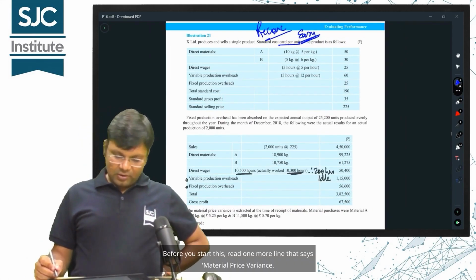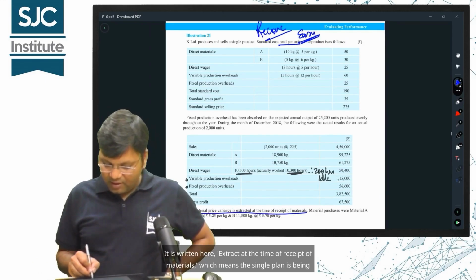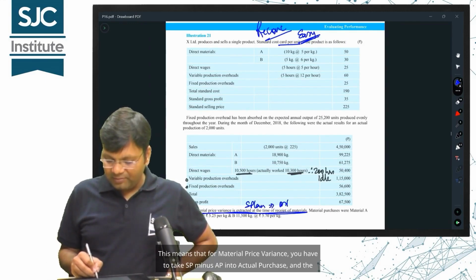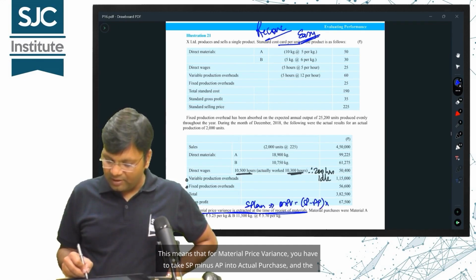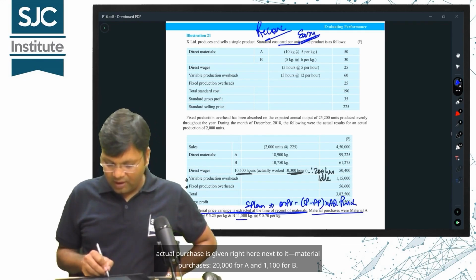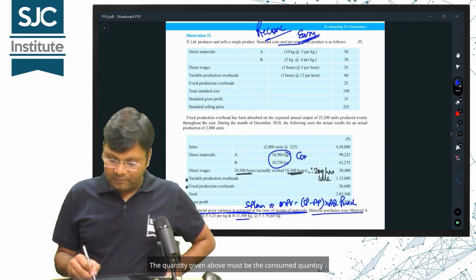Before you start this, read one more line that says material price variance. It is written here, extracted at the time of receipt of materials, which means the single plan is being followed. This means that for material price variance, you have to take SP minus AP into actual purchase, and the actual purchase is given right here next to it. Material purchases are 20,000 for A and 1,100 for B. The quantity given above must be the consumed quantity.